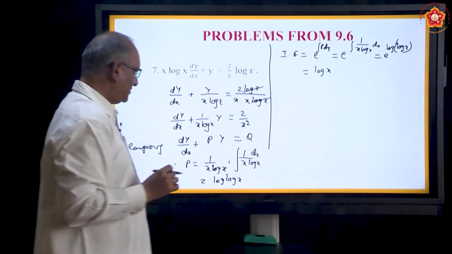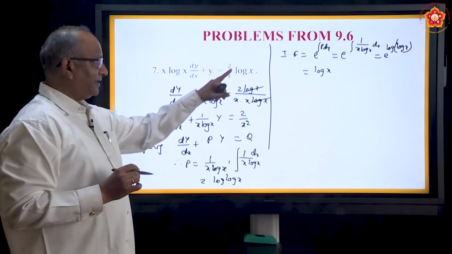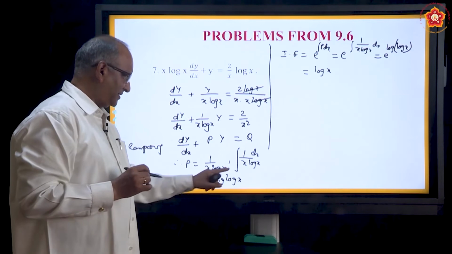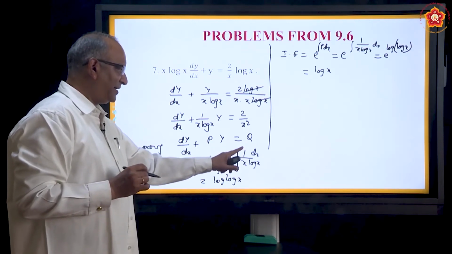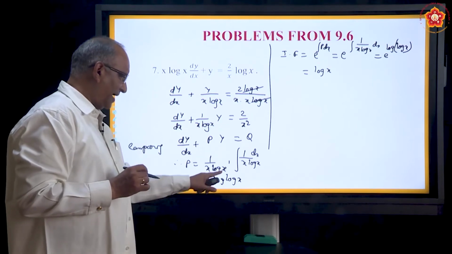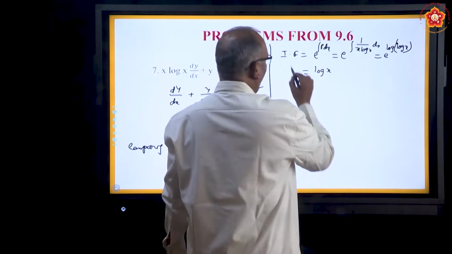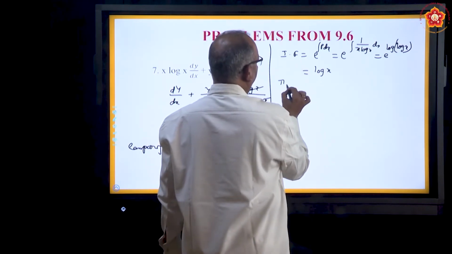Once again, you check: the value of p is 1 by x log x. We want to integrate p dx. So, p is 1 by x log x dx. We take log x as t, 1 by x dx becomes dt, and dt by t is log t. So, as a result you will get log x. Once you know the integration factor, we can write the solution.